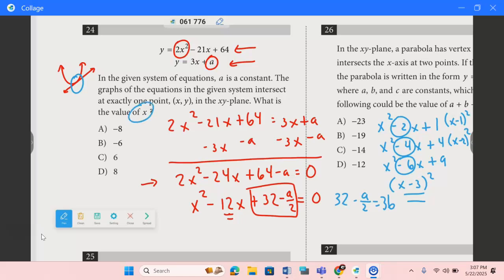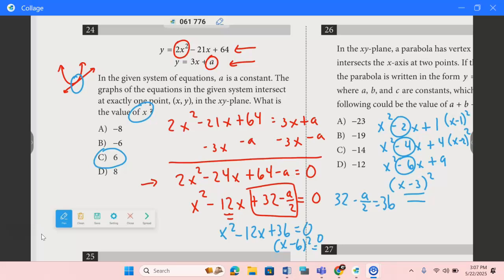So we know for this to work out, this has got to be x squared minus 12x plus 36. All right, and if you factor that, that's going to be x minus 6 squared. All right, and if you solve that, that's going to be 6. So the correct answer is going to be 6 for that.